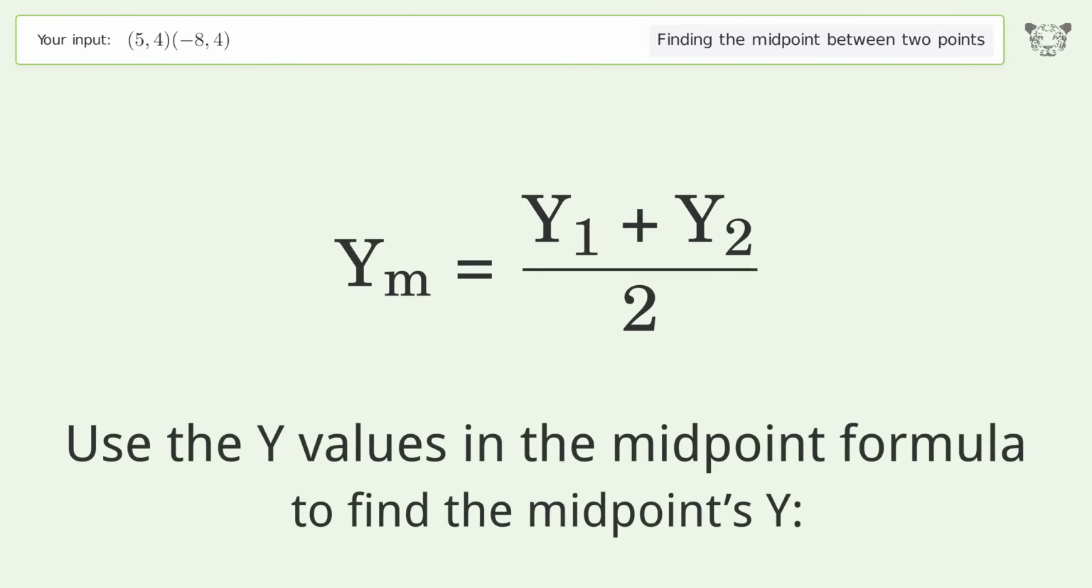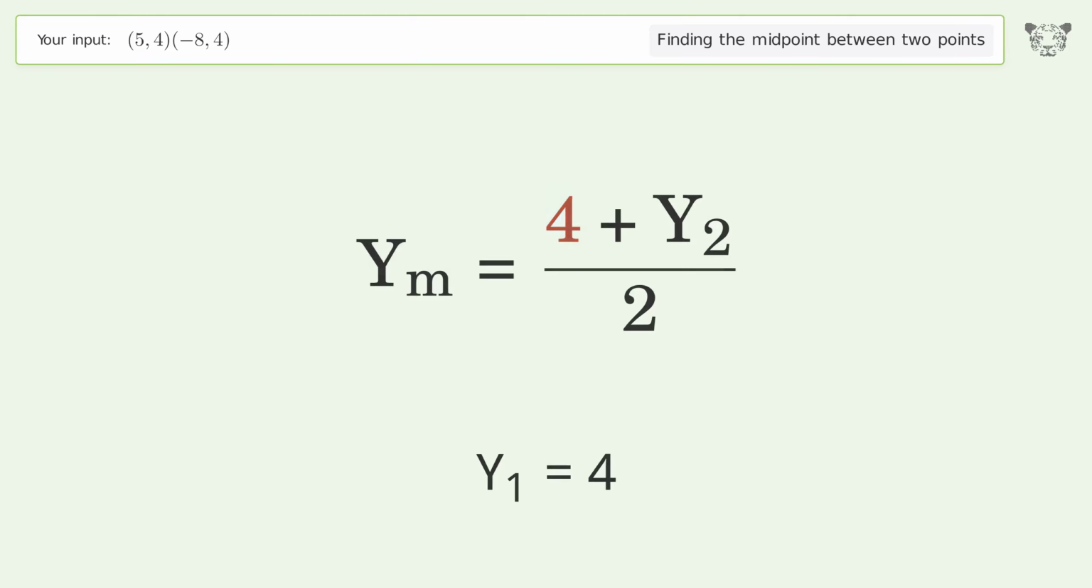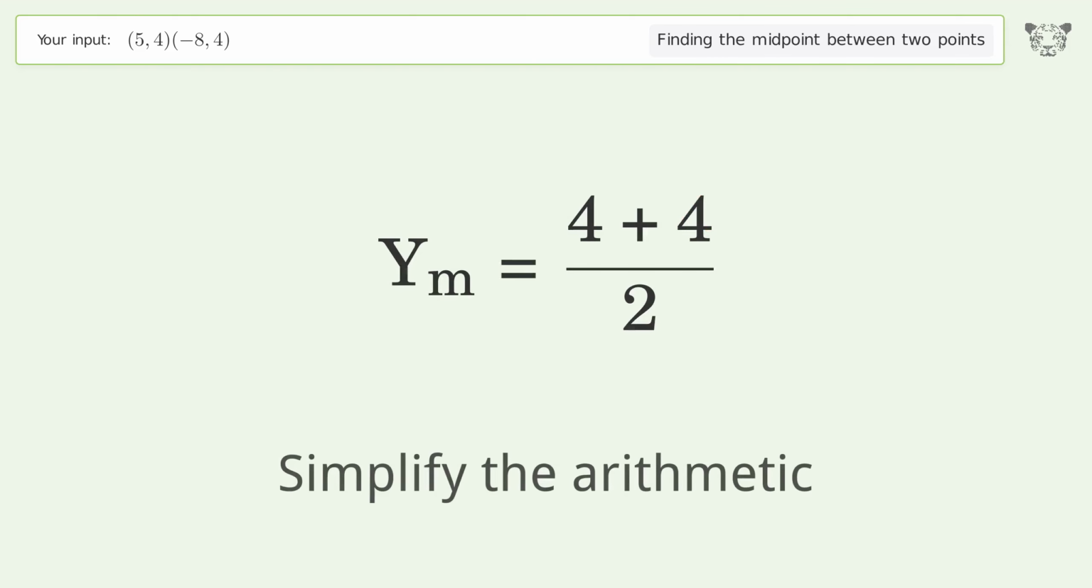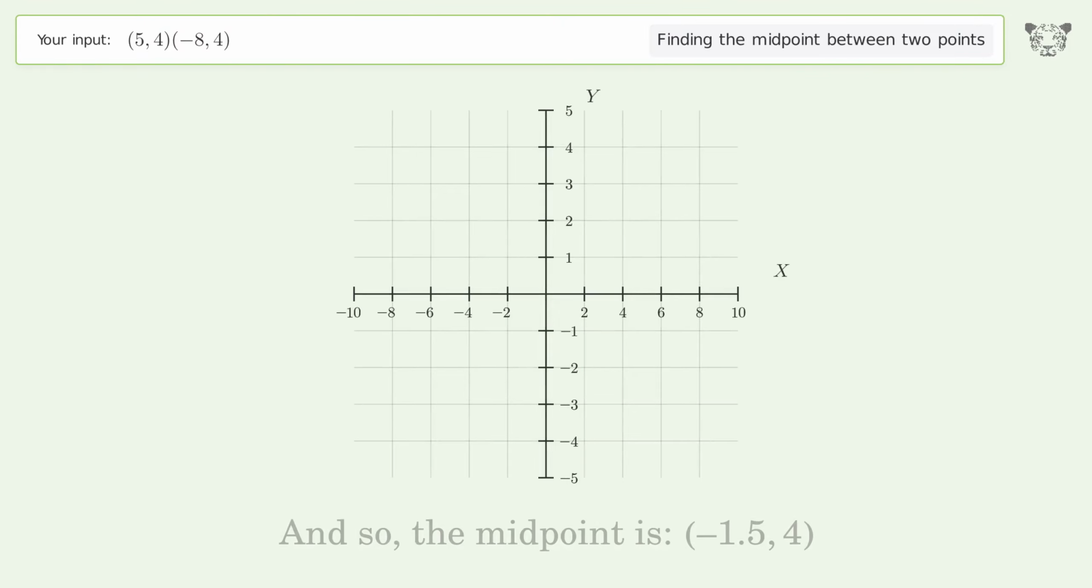Use the y values in the midpoint formula to find the midpoints y. y1 equals 4. y2 equals 4. Simplify the arithmetic. And so, the midpoint is -1.54.